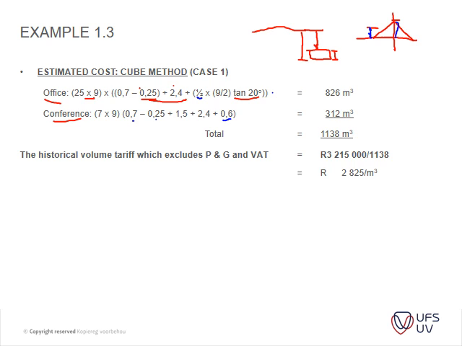and then you've got your 1.5 meters, and then you have your 2.4 of your normal ceiling height of your building, and then you add your 0.6 to that. Okay, so that is how you calculate your volume for the conference center. And in your volume for your office building. Okay, so you can see it's a little bit more calculations involved.